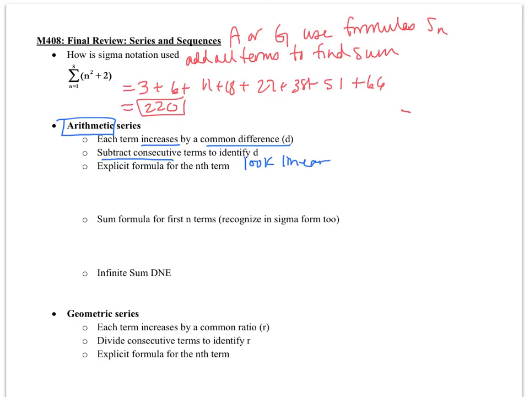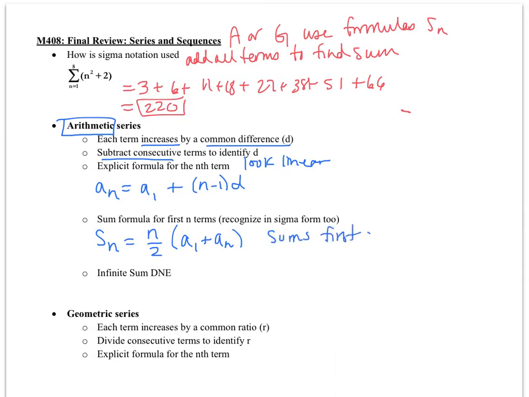The explicit formula, a sub n, is going to be your first term plus n minus 1 times that common difference. Now we have a sum formula, S sub n, which is equal to n divided by 2 times a1 plus an. And then what this does is this sums the first n terms starting at n equals 1.